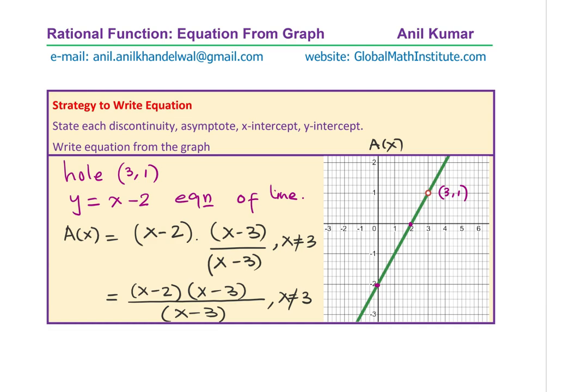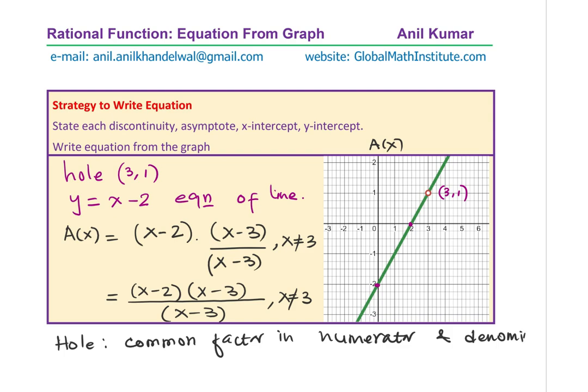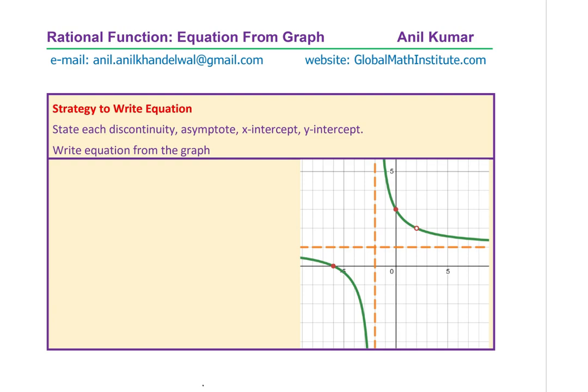And the fact is, when do we see a hole? So the idea of a hole is we have a common factor in both numerator and denominator that cancels. So that is how we get a hole. Perfect. Now let's move on to the next question, where we'll learn slightly more.